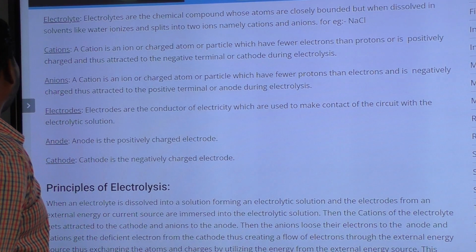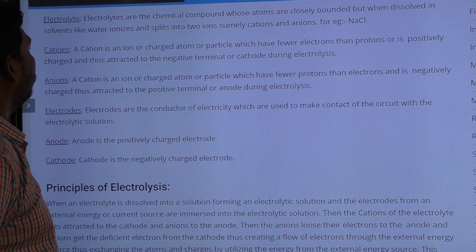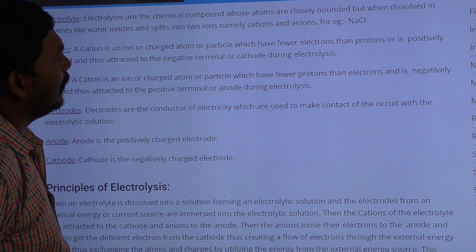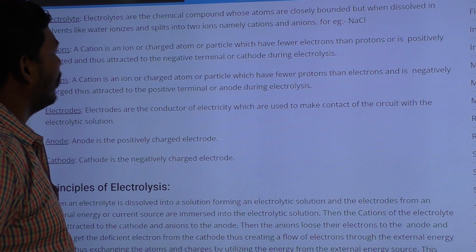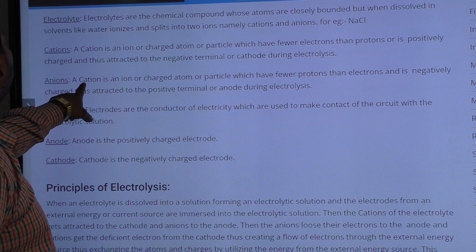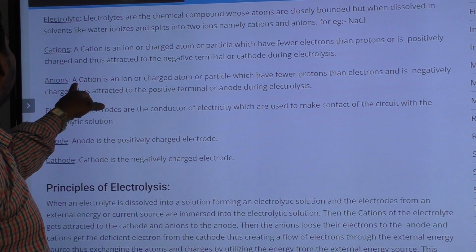Now, what are anions? An anion is an ion or charged atom or particle which has fewer protons than electrons and is negatively charged, thus attracted to the positive terminal or anode during electrolysis. Here it has been misprinted, it will not be cation, it is anion. It is my mistake, so we just clarify this is anion.